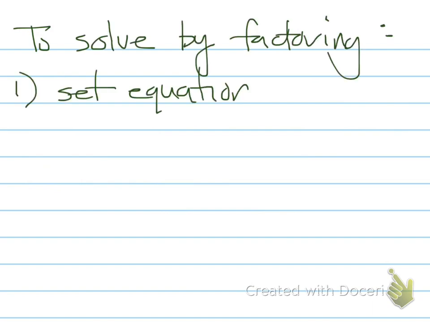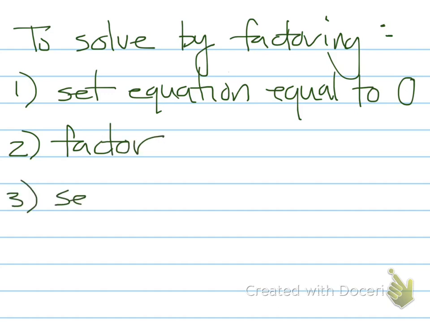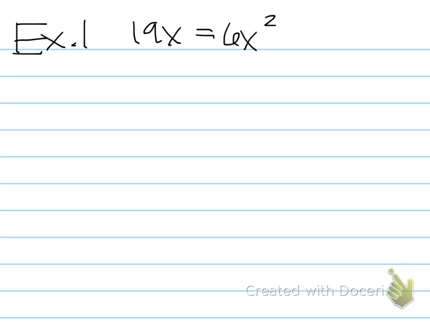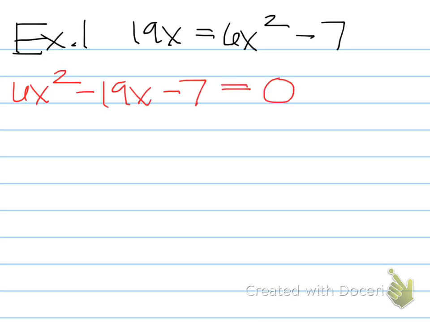So to solve by factoring, you want to first set the equation equal to 0, then factor the polynomial, and then lastly set the factors equal to 0. In this example, the first thing you want to do is subtract 19x from both sides to set the whole equation equal to 0, and then factor the polynomial. Well, the degree of the polynomial is 2, so that tells us that there's going to be 2 solutions.